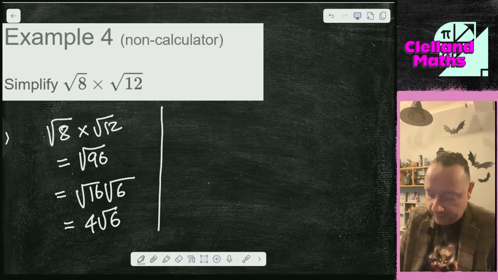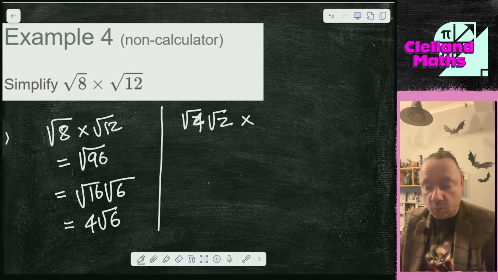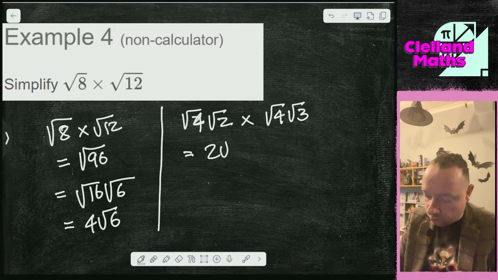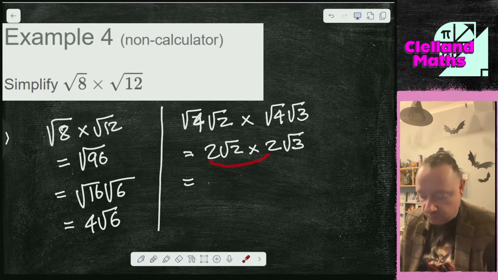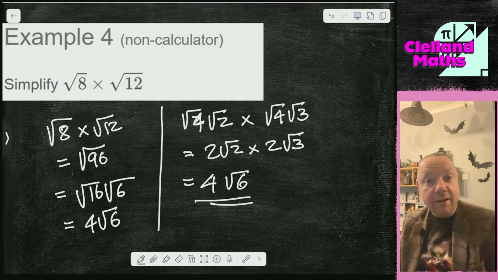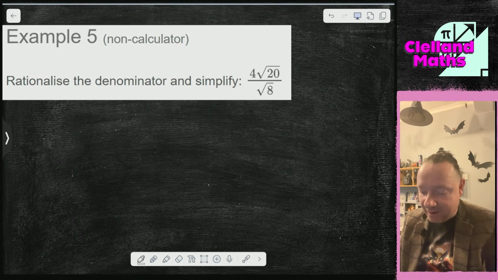We could say we've got root 8 and simplify that to root 4 root 2, and simplify the root 12 to root 4 root 3. So now just work that out: 2 root 2 times 2 root 3. The number parts go together, they can be multiplied, that makes 4. And the root parts go together, they can be multiplied, that makes 6, so 4 root 6. I think that's a more elegant solution, it makes it easier to see what's happening, but if you prefer the first way, go ahead.